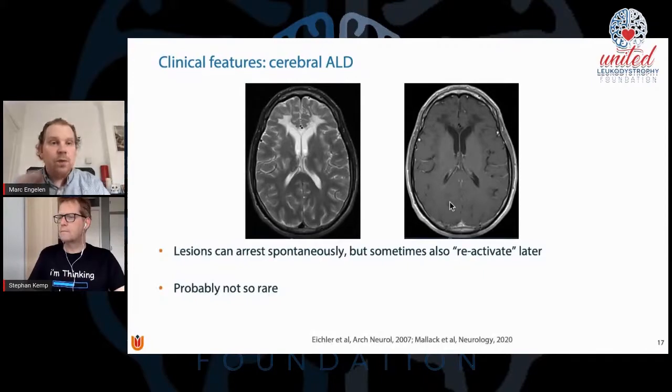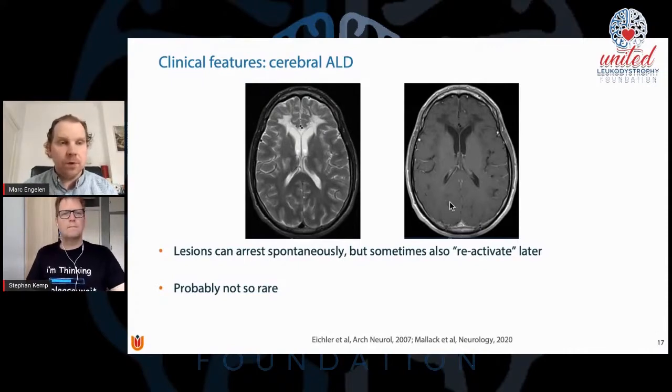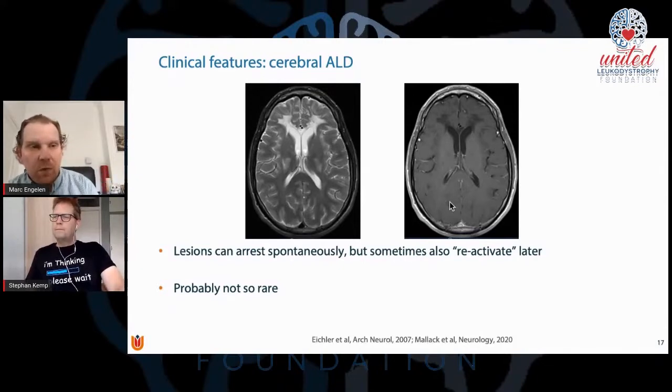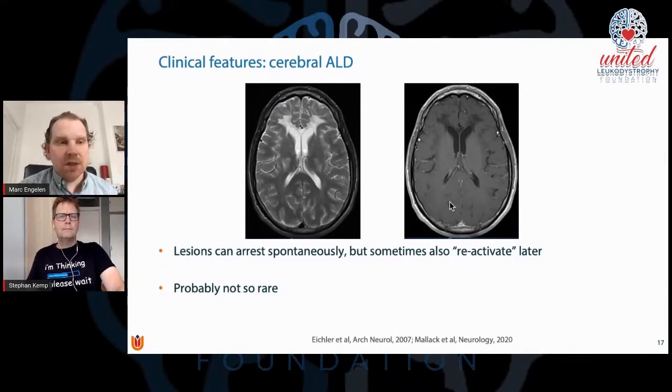Well, one thing that we did realize about cerebral ALD is that originally it was considered that once it started, it would always relentlessly progress. But what many authors have described over the last decades is that sometimes it seems to stop spontaneously without intervention. And then it can stay stable for years, but it can also happen that after 3, 5, 10 years or even longer, it reactivates again and starts progressing again.